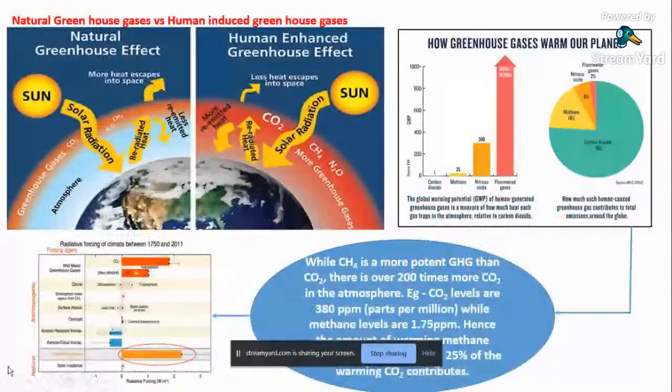So if you look at natural greenhouse gases versus human-induced greenhouse gases, earlier we used to have some minimum amount of greenhouse gases in the atmosphere that were emitted naturally. The sun's radiation reaches the earth's surface, and the earth absorbs that radiation and re-emits it. Due to the presence of greenhouse gases, they re-emit that radiation, and less heat is escaping to space.